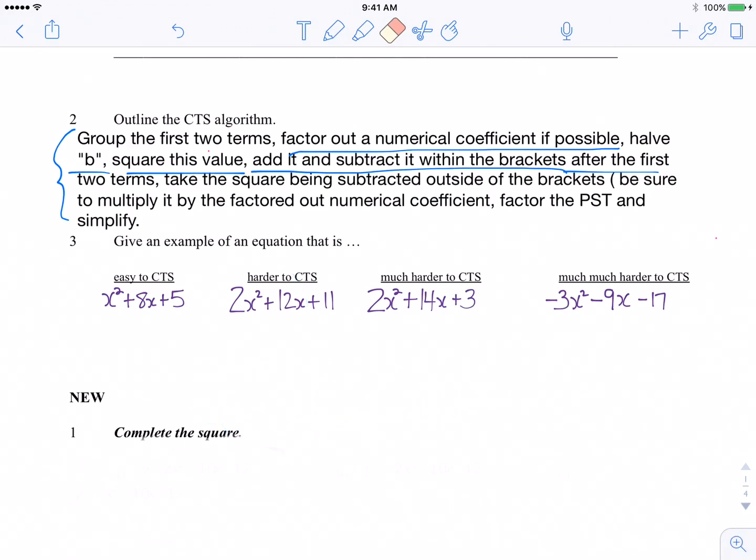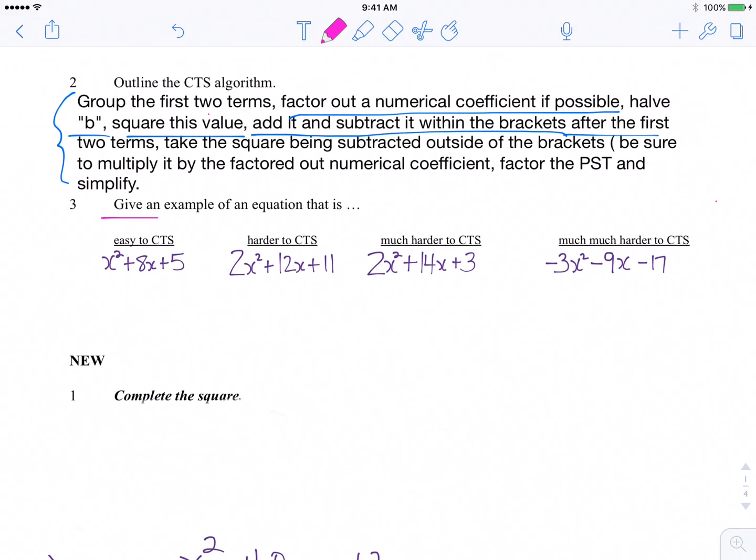And this is gone. Okay. Now we want to complete the square. Sorry, we want to look at number 3. Give an example of an equation that is easy to complete the square.